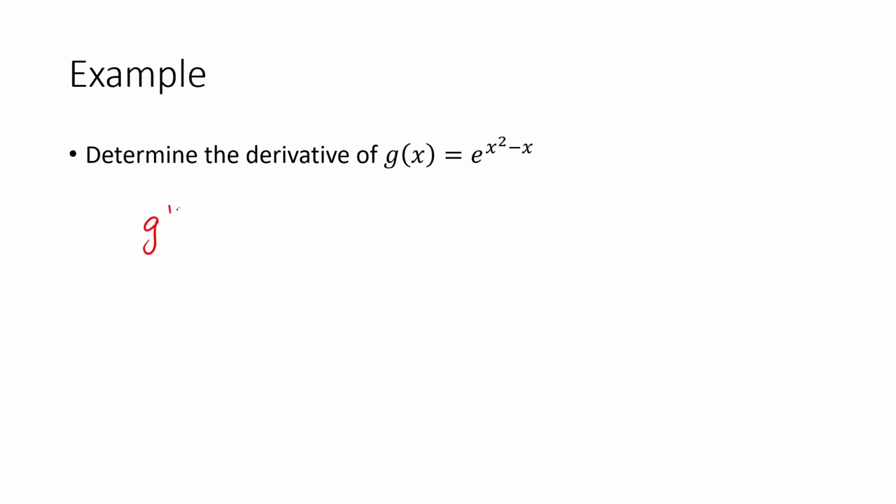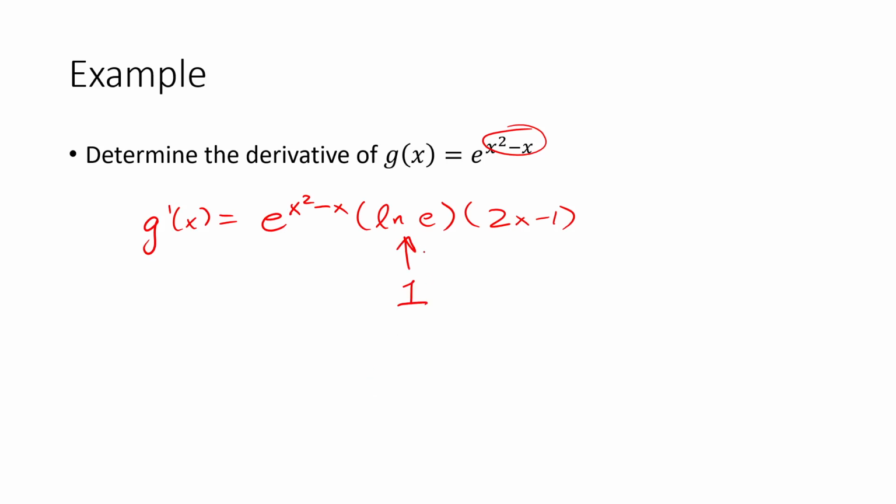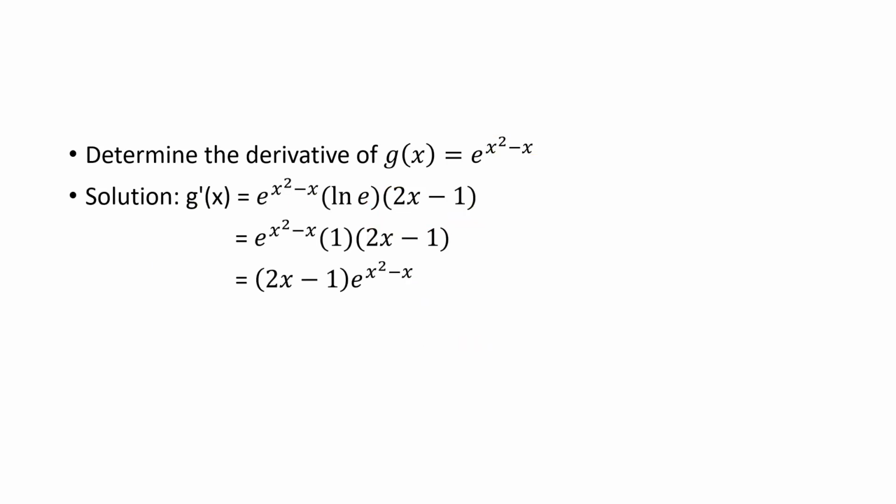So we could simply say g prime x is equal to, we're just going to restate the function, and then we're going to multiply by the natural logarithm of the base, and we're going to multiply by the derivative of the exponent. The exponent's x squared minus x, so the derivative will be 2x minus 1. Now, since the base is e, the ln of the base will be 1. So whenever the base is e, we actually don't have to show that part. So we can simply say the answer will be 2x minus 1 times e to the exponent x squared minus x. And that's shown on the next slide.